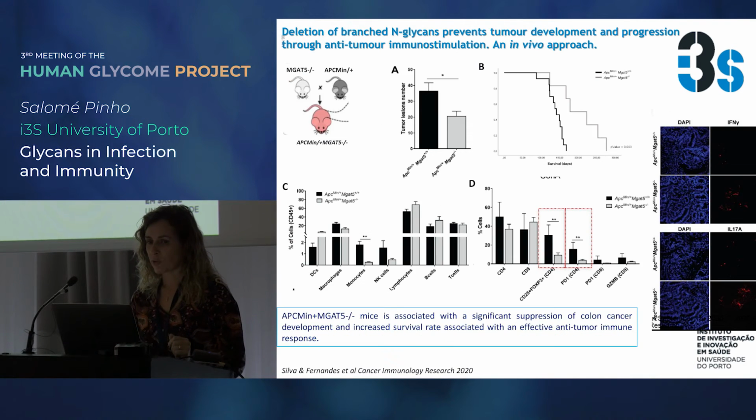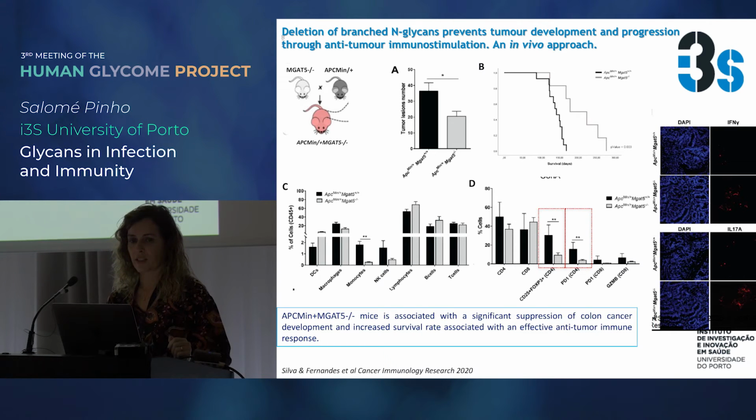So we moved forward to a glycoengineered approach in vivo, taking advantage of the MGAT5 knockout mice, so with deletion of the branched glycans, crossed with the APC-Min+, which is a spontaneous model of colon cancer. Our glycoengineered mice, with the deletion of the branched glycans, revealed a significant decrease in the number of tumor lesions and an increase in the survival of the mice, and this was essentially due to a decrease in the regulatory T cell response and a decrease in immune checkpoint inhibitors, that together with an increased production of interferon gamma and IL-17 promotes an effective anti-tumor immune response.